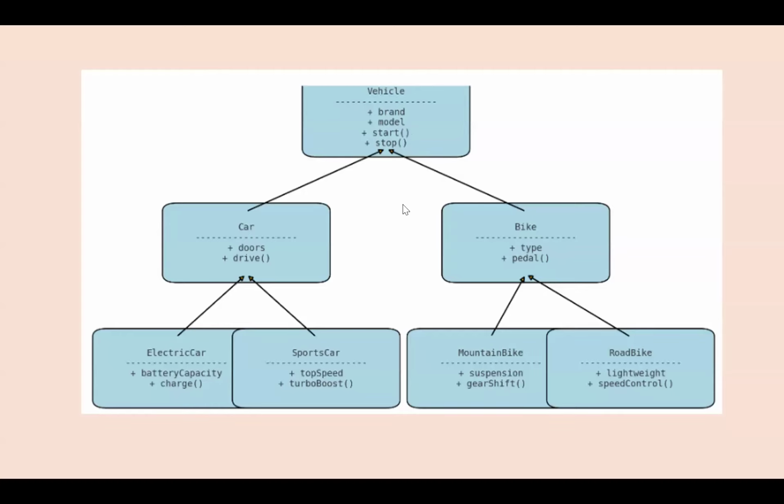Okay, so this is another modeling of different types of vehicle using the object-oriented programming inheritance concept. So you can see car and bike are derived from the vehicle class, and then electric car and sports car are derived from the car class. So this is multilevel inheritance. Since sports car is a child of the car and car is a child of the vehicle, sports car will get all the methods and properties of car as well as vehicle.